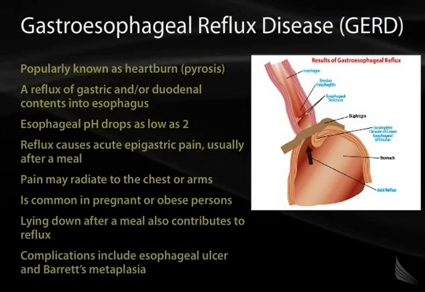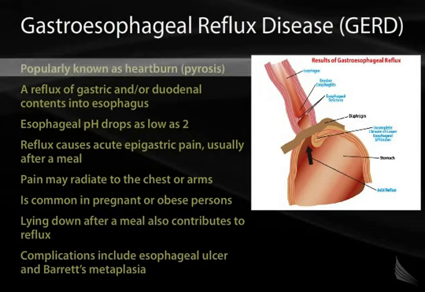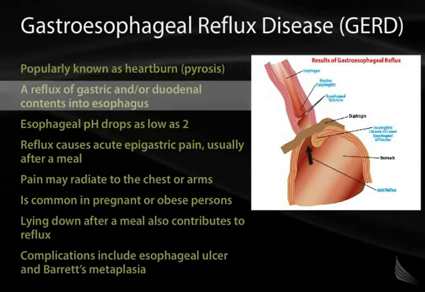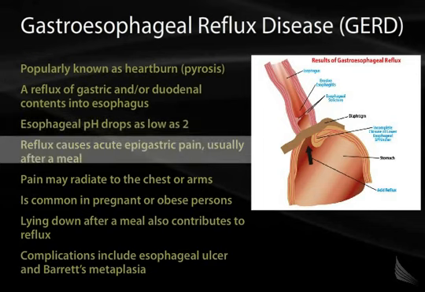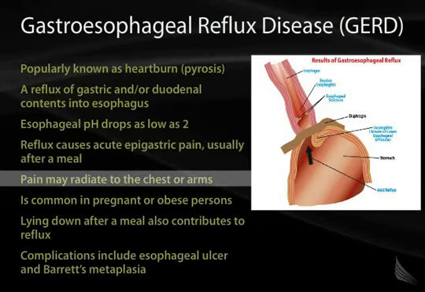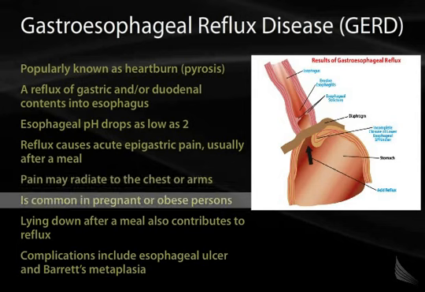The condition, if you ever become a gastroenterologist, that will haunt you or you will love, depending on how you want to earn your money, is gastroesophageal reflux disease, otherwise known as GERD. It's popularly known as heartburn and represents the reflux of gastric and or duodenal contents into the esophagus. The esophageal pH drops as low as 2 when gastric acid contents are regurgitated back up into the esophagus, and reflux can cause epigastric pain, especially after a meal. The pain may radiate to the chest or the arms, and therefore reflux disease is a great mimicker of cardiac chest pain.